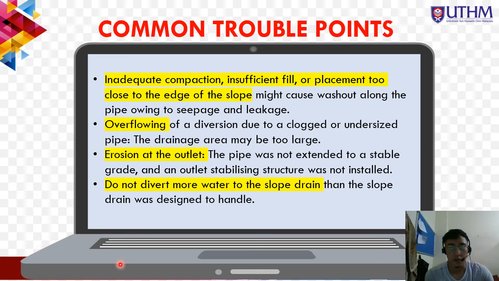Moving on with the common trouble points. Firstly, inadequate compaction, insufficient fill or placement too close to the edge of the slope might cause washout along the pipe owing to seepage and leakage. Secondly, overflowing of a diversion due to a clogged or undersized pipe. The drainage area may be too large. And thirdly, erosion at the outlet. Fourthly, do not divert more water to the slope drain than the slope drain was designed to handle.